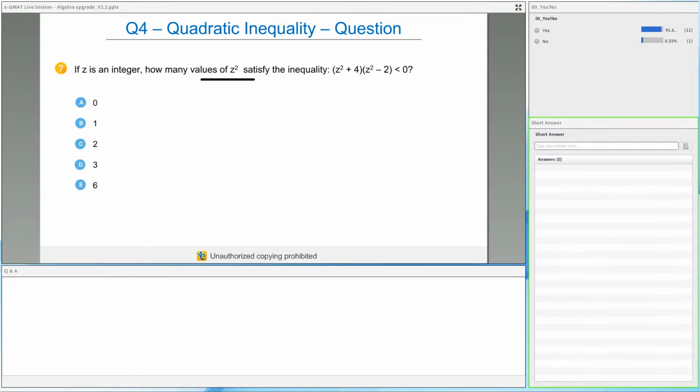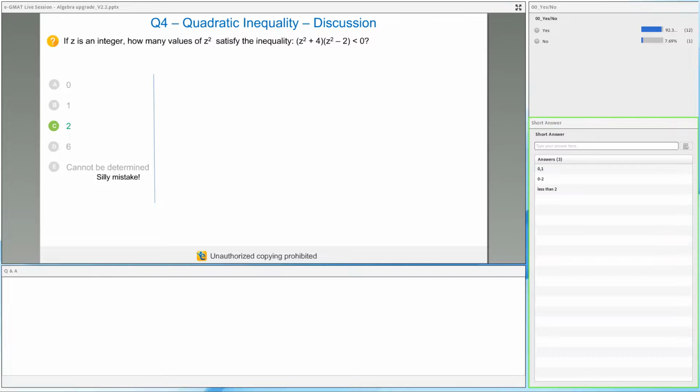I'm really sorry, this was closed. So I've opened the poll. What was the range? It was less than 2, right? It was less than 2 and greater than or equal to 0.